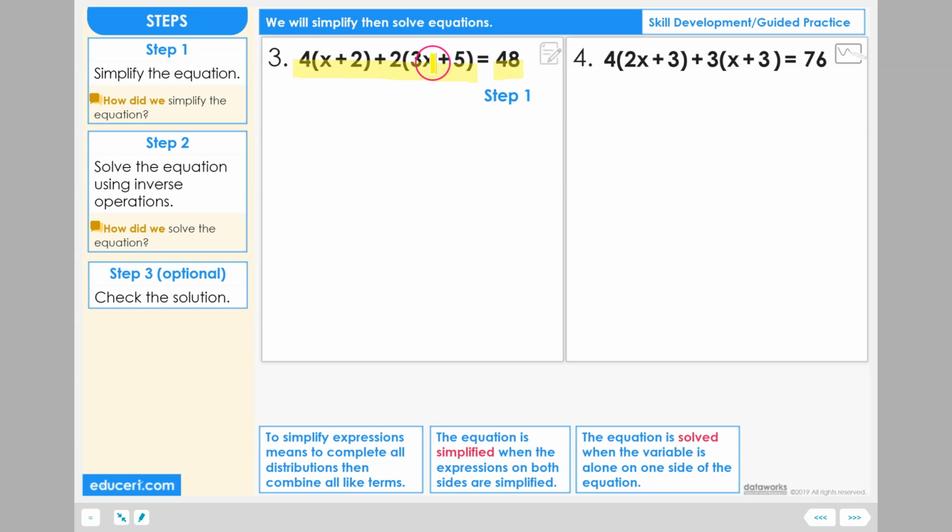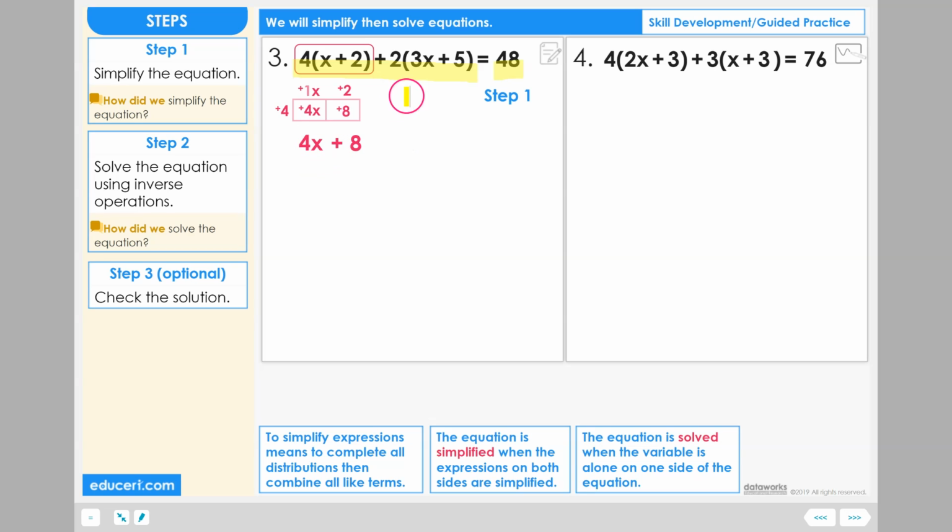So starting off over here on the left-hand side, we have two distributions that we need to do before we can start combining like terms. The first distribution is 4 times the quantity x plus 2. So our first distribution box model will have a 4 on the outside of the row, a positive 1x on top of the first column, and a positive 2 on top of the second column. Positive 4 times positive 1x equals positive 4x. Positive 4 times positive 2 equals 8. These two terms are not like terms, so we are going to write them as 4x plus 8.